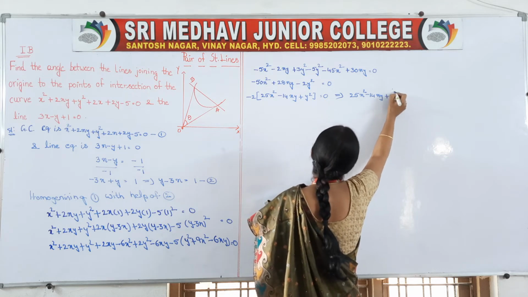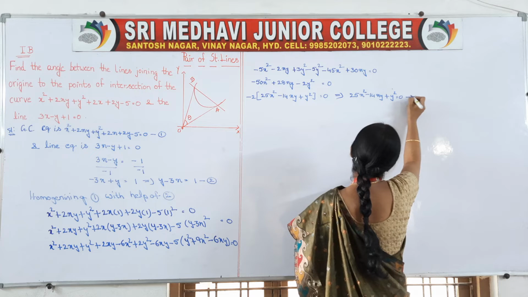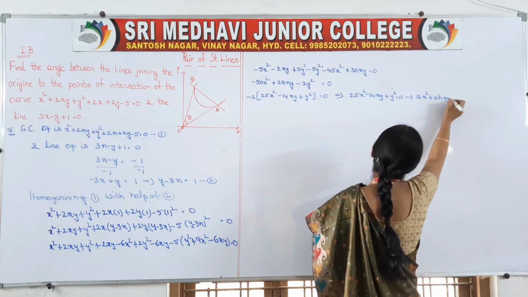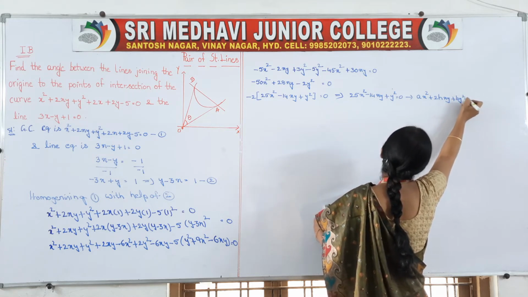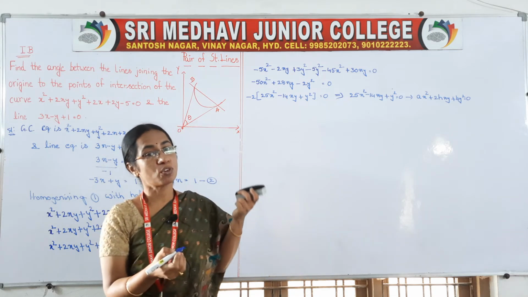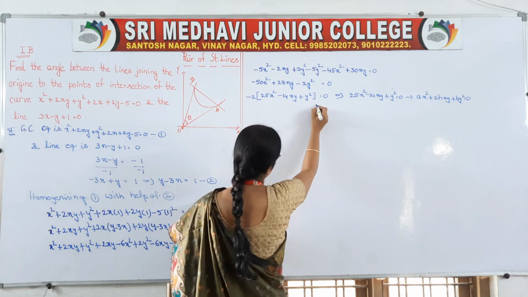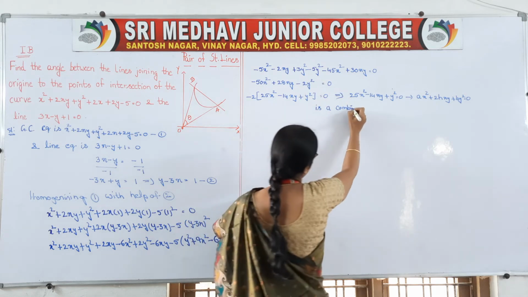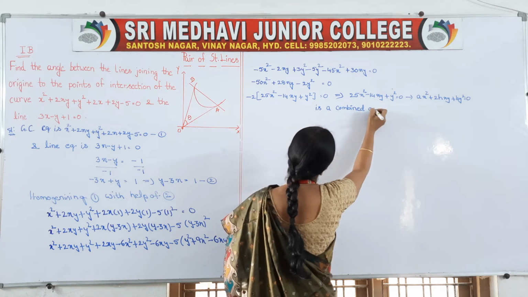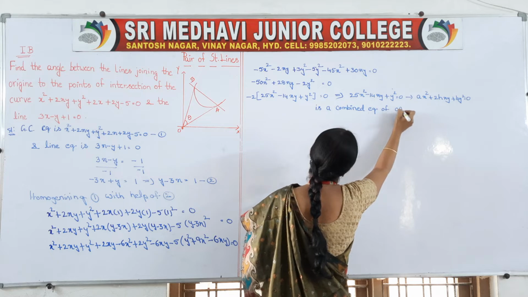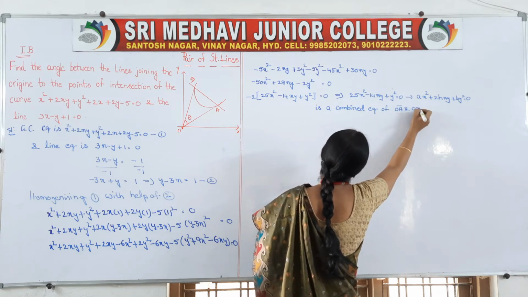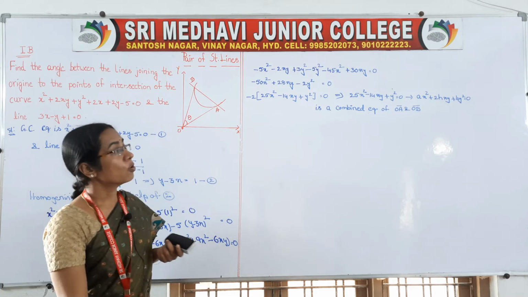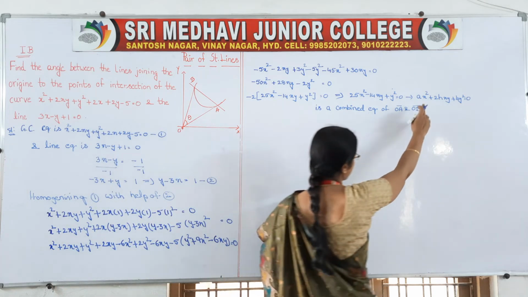14xy plus y square is equal to 0. It is in the form of which form? Ax square plus 2hxy plus by square is equal to 0, which is a combined equation of OA and OB, isn't it? After homogenizing we will get the combined equation of OA and OB. So compare this with that homogeneous equation. This is called a homogeneous equation.